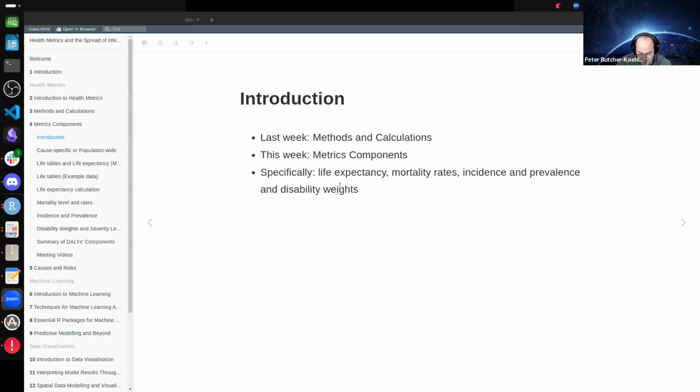All right, so last week we talked about methods and calculations for health metrics. This week we'll look at these metrics components. Specifically, we're going to look at the components we need to build up to calculating DALYs. These include life expectancy, mortality rates, the concepts of incidence and prevalence, as well as disability rates.